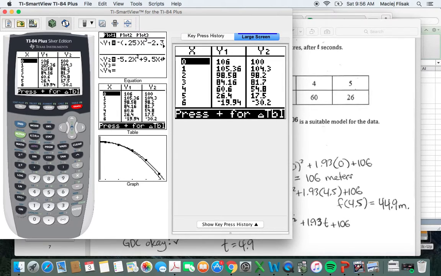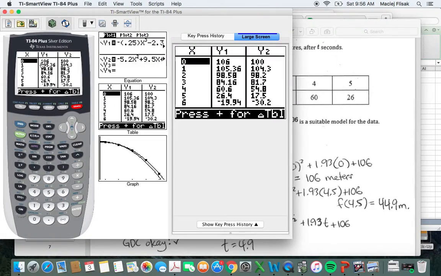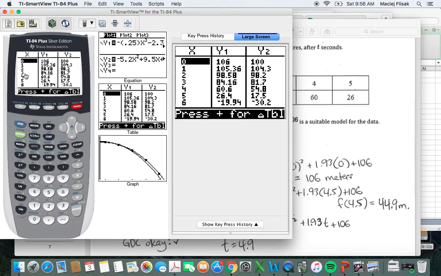So Jane's: hers is 105 point something. Look, so close. His, 104. Not close, but not as close. The second point was 98 in the real data. Her function, 98.58. His, 98.2. They're both very close. Let's look at the third point. After 3 seconds, 84 is the real data. Hers, 84. Look, she's right on there. His function, 81. Close, but getting further away.